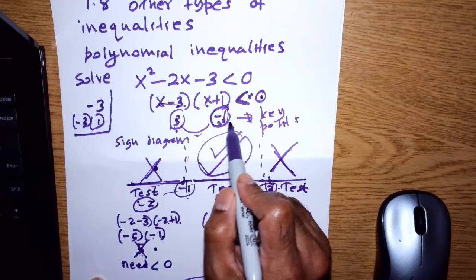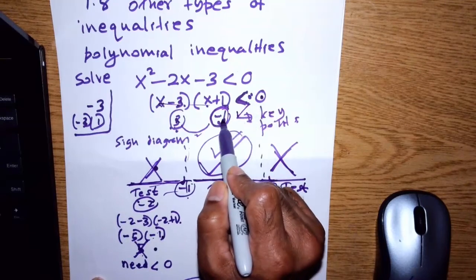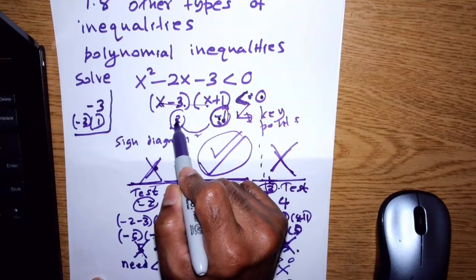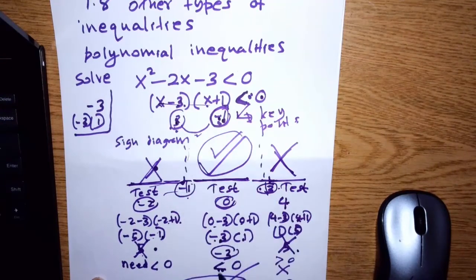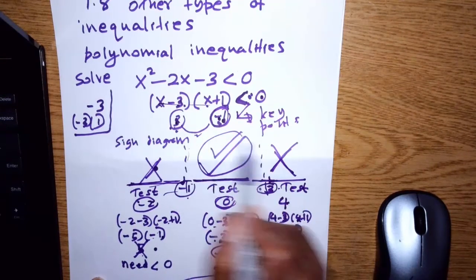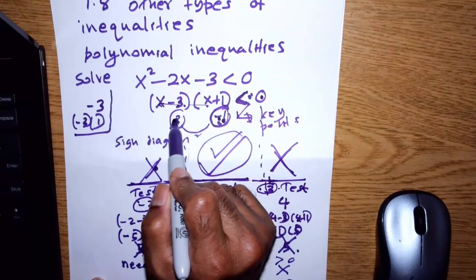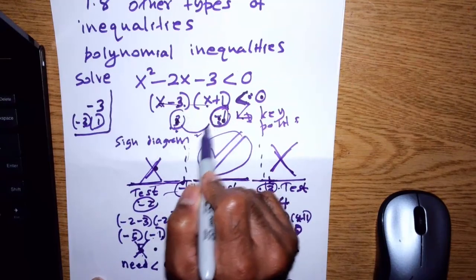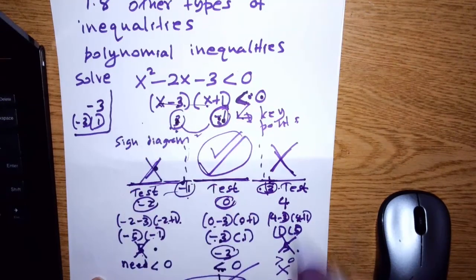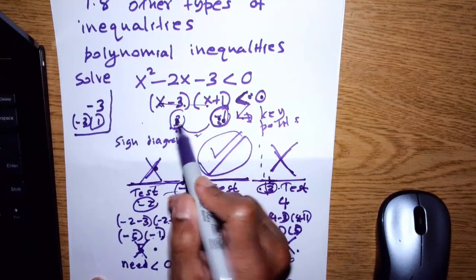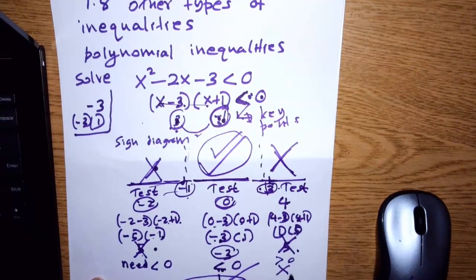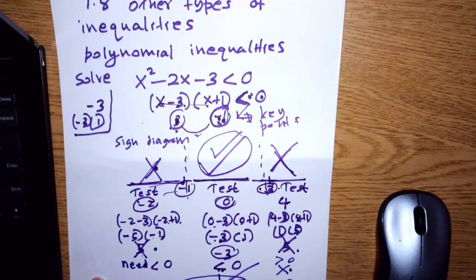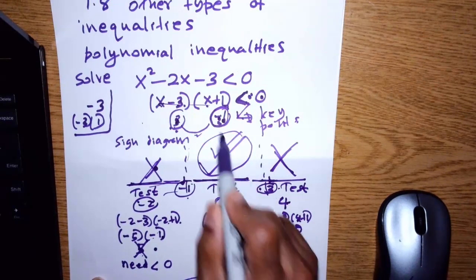After you test a value less than the smallest root, you test a value between the smallest root and the next one. We took 0, plugged it in, and got good, so that's a good region. Then we go to the largest value and take a number greater than that. So we plug in 4, and again we got a positive number, which is not what we want. We crossed it off. So the only valid region is between -1 and 3.